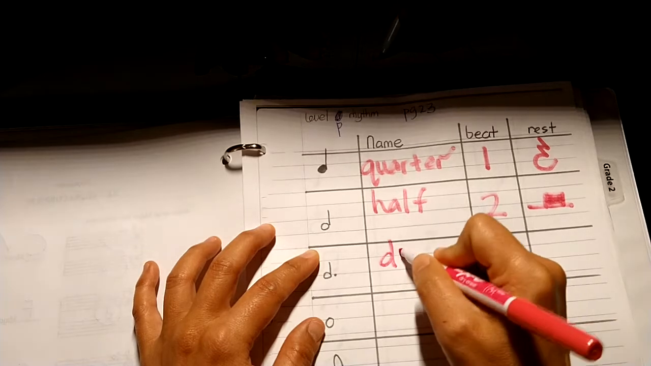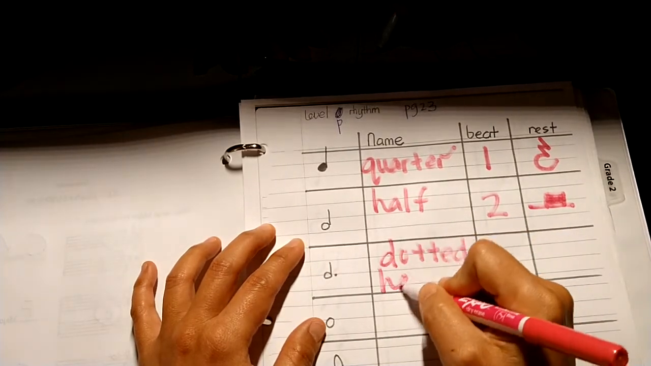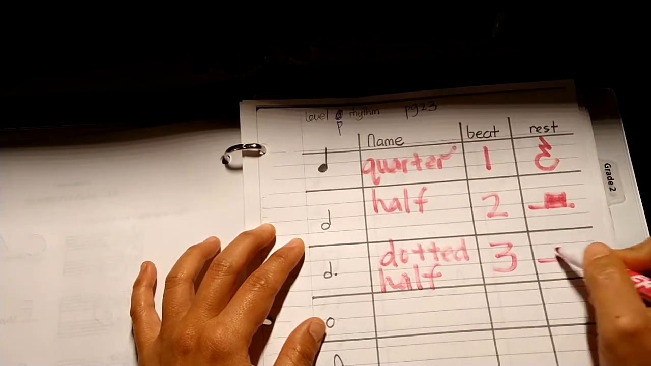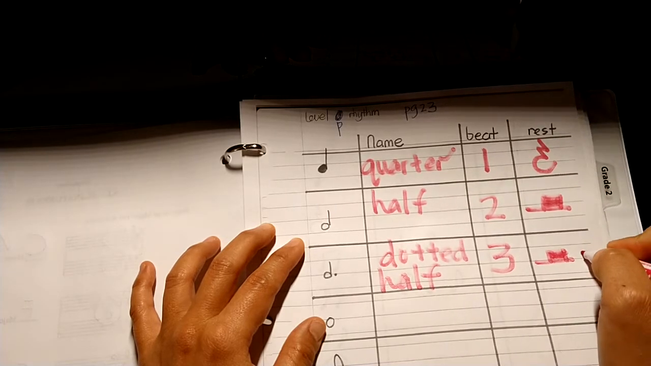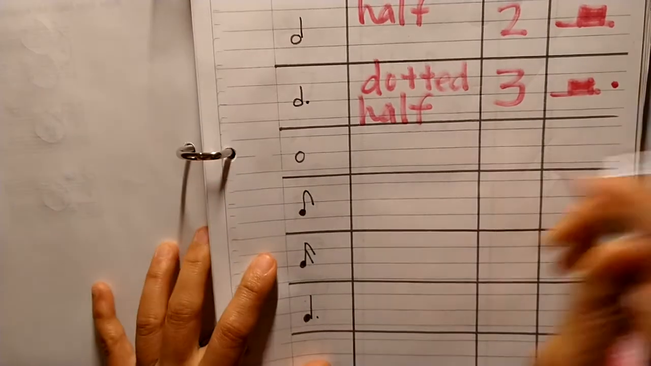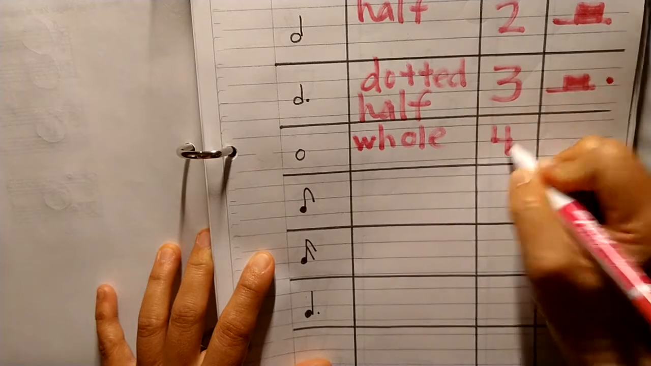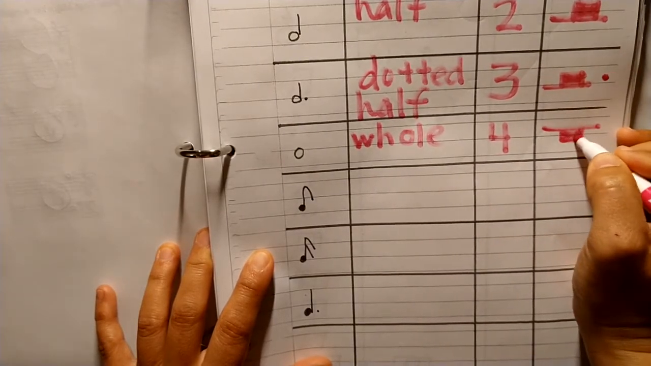Okay, dotted half note. You take a half note, you add a dot, it is a dotted half note, 3 beats. And you can actually take this half rest and add a dot, and it becomes a dotted half rest. Okay, next one is a whole note. Whole note is a 4 beat. Opposite hat, it looks like a hole.